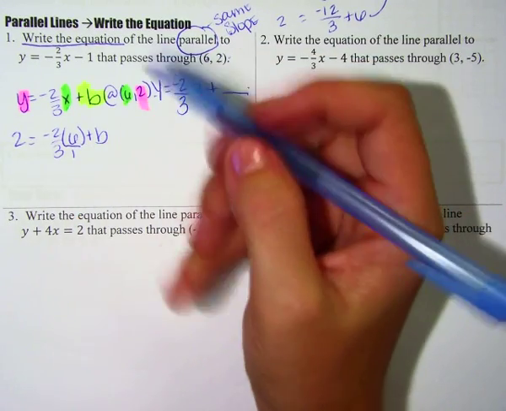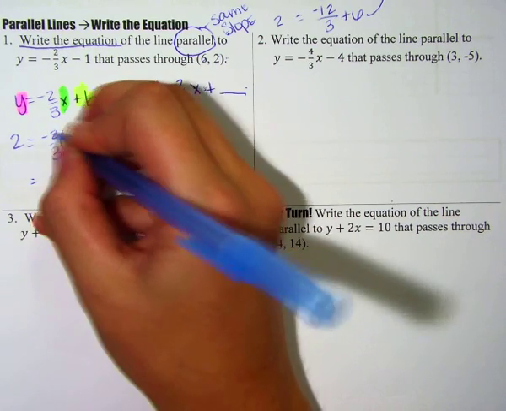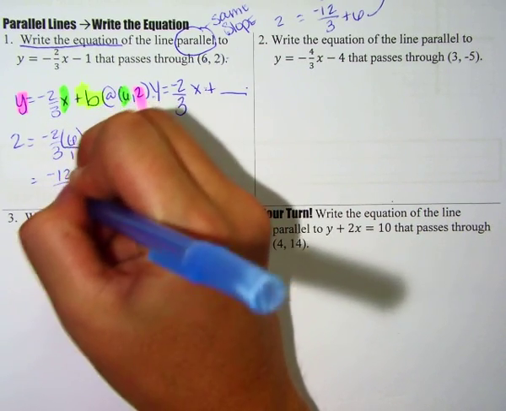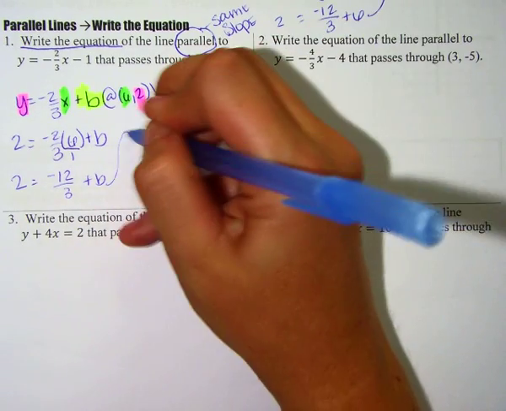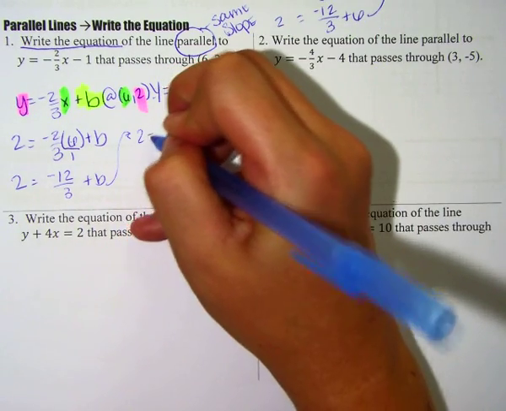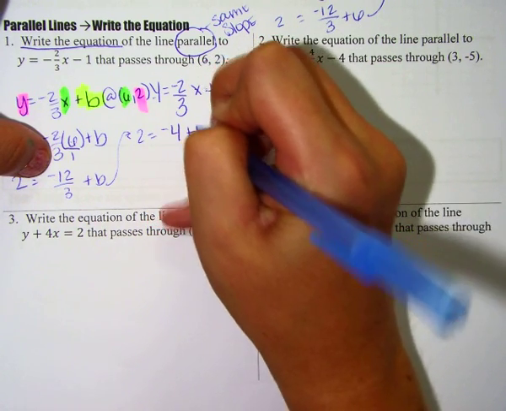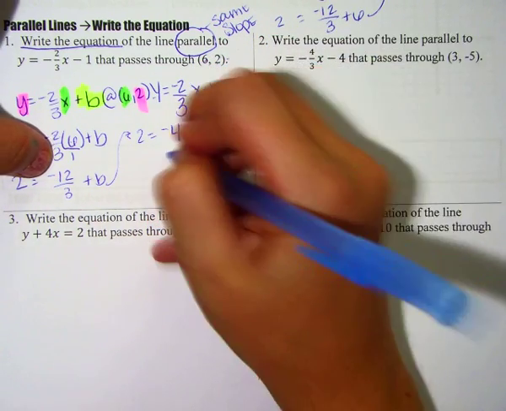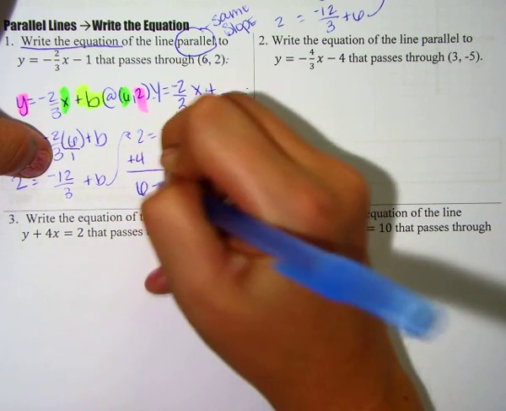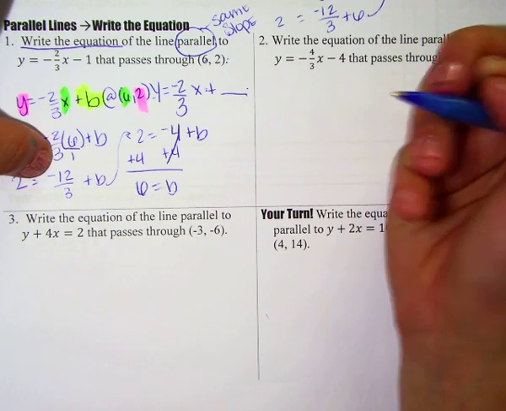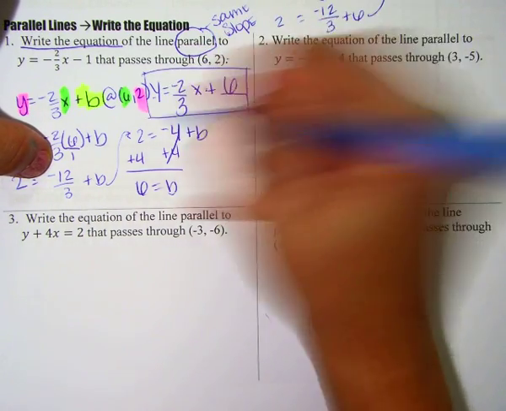Again, this is 6 over 1, so I multiply straight across. Negative 12 over 3 plus b equals 2. So 2 equals 12 divided by 3, which is a negative 4, plus b. To isolate b, I add 4 on both sides. My y-intercept is 6. And there's my equation.